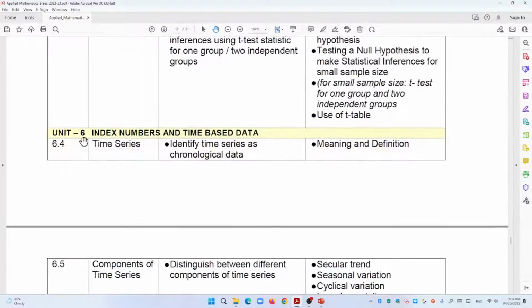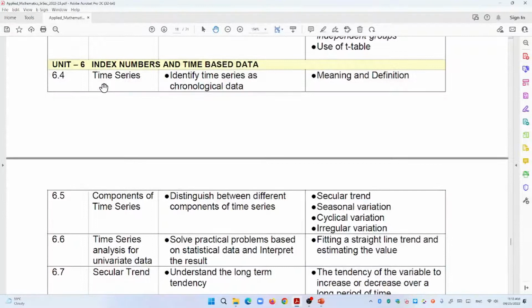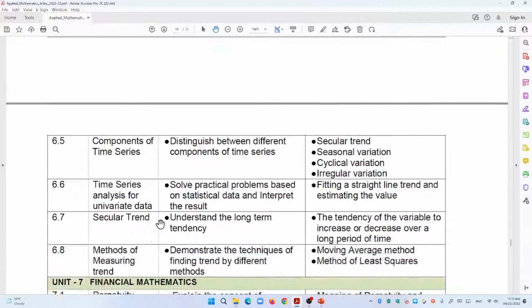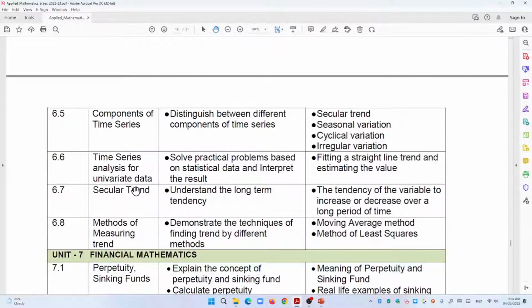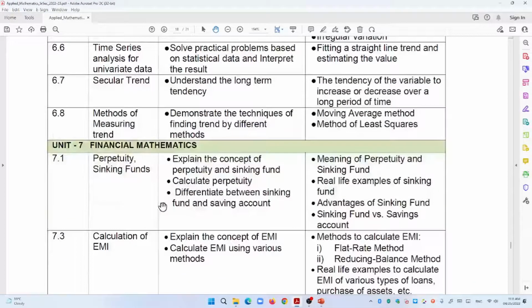Next we have the sixth unit, Index Numbers and Time-Based Data. Index numbers, the topic is not there, only time-based data is there in Unit 6. Under this we have time series, and then components of time series, then time series analysis for univariate data, secular trend, and measuring and methods of measuring trend. Under this we have the 2 methods, moving average method and method of least squares. Then we have the 7th unit, Financial Mathematics.